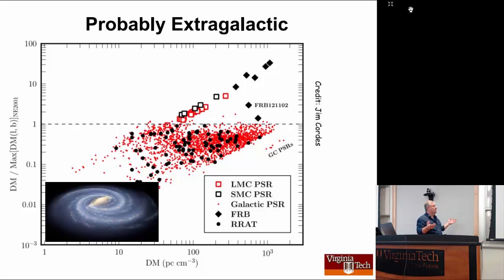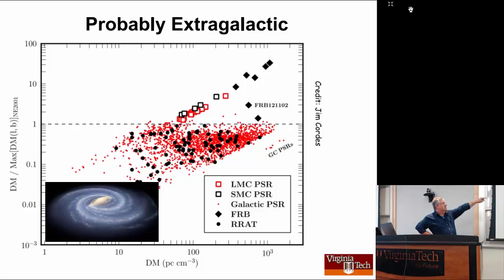So if you take every pulsar ever found and you plot it, sure enough, they're almost all galactic, right? Because they all lie below that line. The pulsars which we know are extragalactic, that lie in other galaxies, are those boxes. And sure enough, they lie above the line.